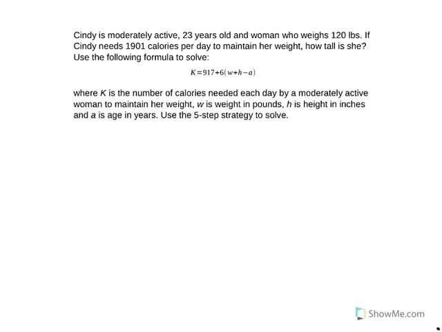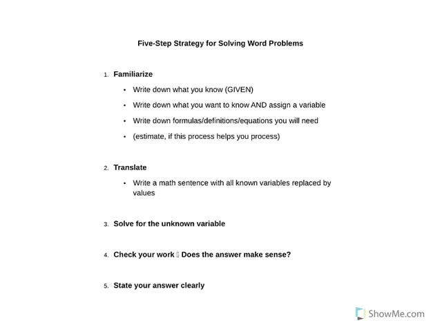In this word problem, we are given a formula to use in order to solve for one of the unknown variables. We are also told what each of the variables stands for, and here we are given all of the known information. To solve this word problem, we can use the same 5-step strategy that we learned for solving word problems. In this case, we still need to write down all of the known variables, and we need to determine which variable is unknown within the formula.